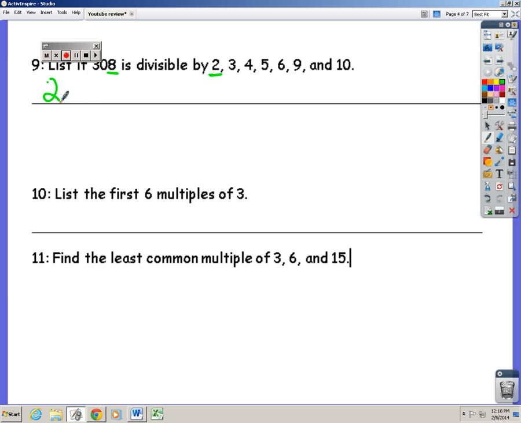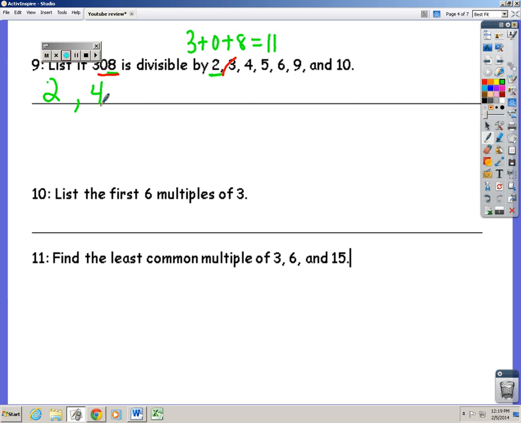Let's look at 3. 3, the rule is if you add all the digits together, 3 plus 0 plus 8 equals 11. 11 is not divisible by 3, so that is a no. So I'll put an X in that one. 4, our rule is if the last 2 digits is divisible by 4. We see that our last 2 is 0 and 8, which is really just 8. And yes, 8 is divisible by 4, so I'm going to add 4 to our list. It is divisible by 4.